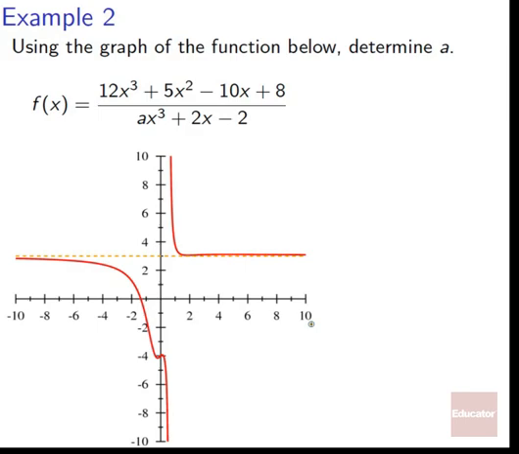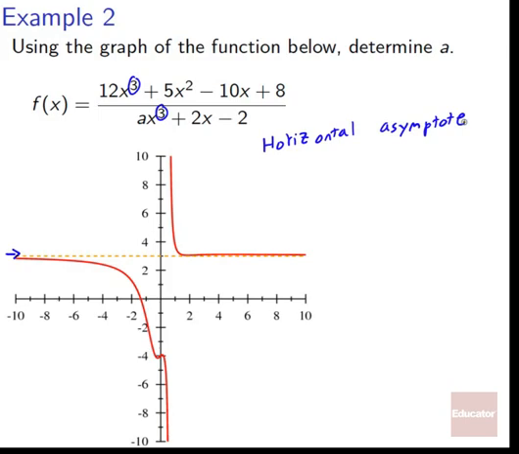Next one, using the graph of the function, determine a. So we've got 12x cubed plus 5x squared minus 10x plus 8 over ax cubed plus 2x minus 2. Now, we notice, hey, 3 and 3, and here is a horizontal asymptote. We've got a horizontal asymptote because the degrees are the same. Also, we can see we have a horizontal asymptote in our graph, so it better be the fact that the degree on the numerator and the denominator is the same.